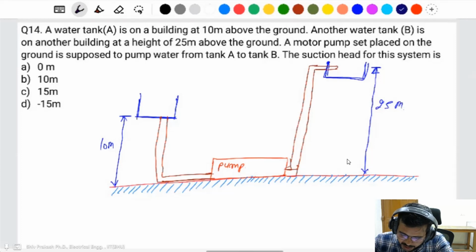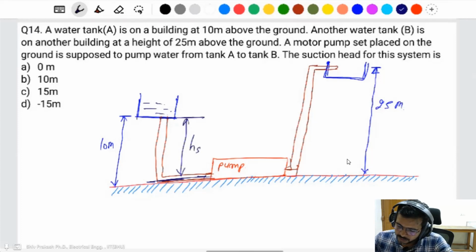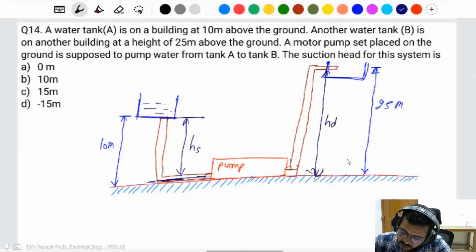What is the suction head? Where is the input of the pump? The height from the water level to the pump level is the suction head. It means this side to this side is the whole suction head. And the discharge head is from the outlet of the pump to the input of the reservoir, the storage. The question is asking about the suction head, so the suction head is 10 meter.